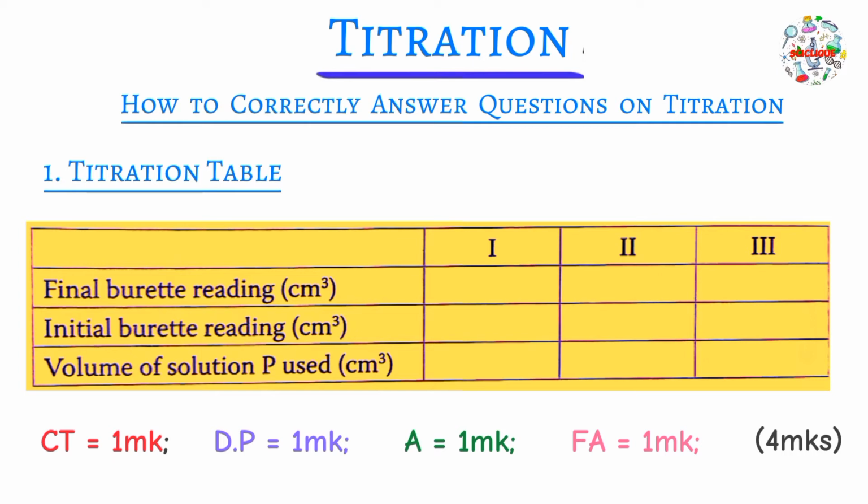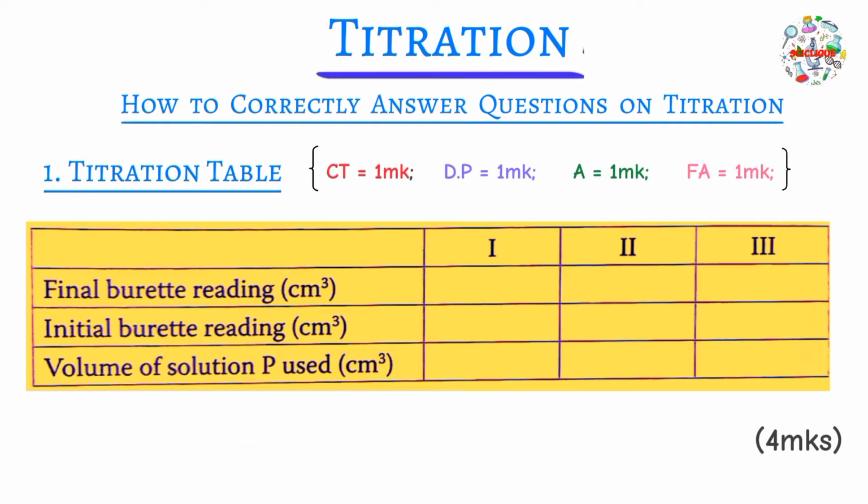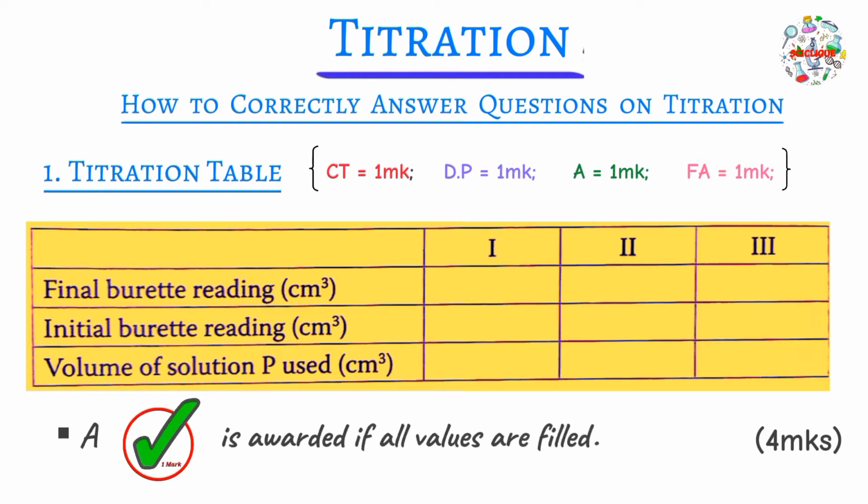Now, I'm going to discuss each mark, how each mark is awarded, and the mistakes that you need to avoid. So let's start with the first one. What does it mean to complete the table? A full mark is awarded for completing the table with the results of 3 complete titrations. That is, all the 9 boxes in the table should be filled.